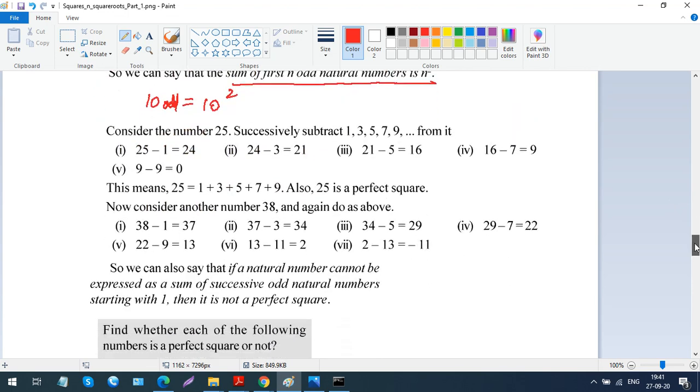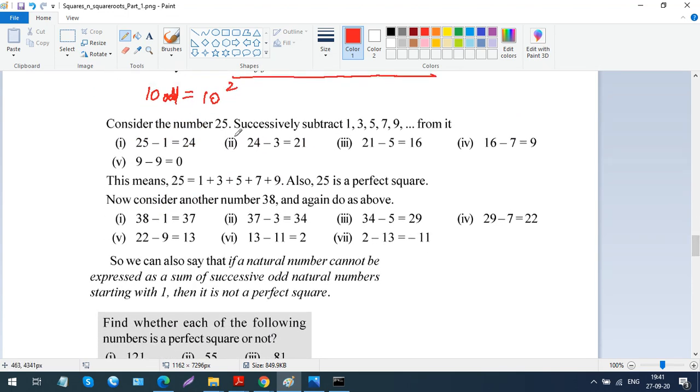Now come to this. Consider the number 25. How do I find if 25 is a perfect square or not? I take the odd numbers. You know what the odd numbers are, you would have learnt them in your very primary classes: 1, 3, 5, 7, 9, etc. You take 25 and start subtracting one by one. First you take 25 and subtract 1.